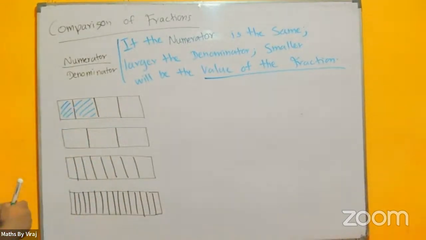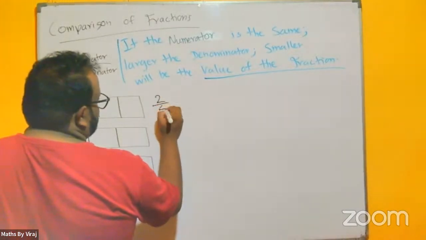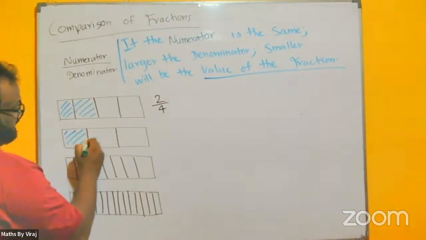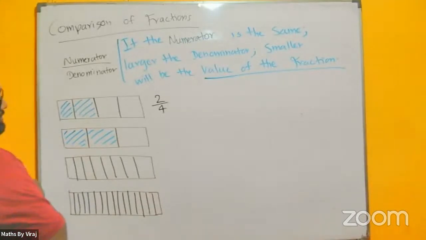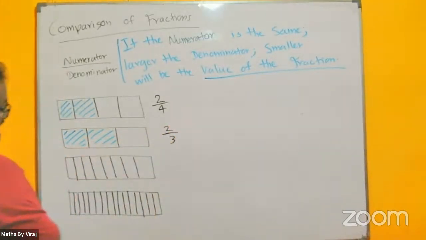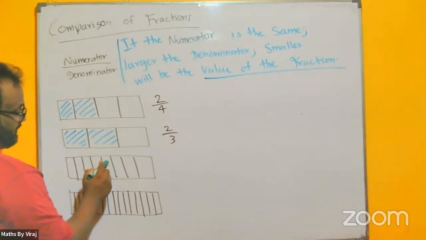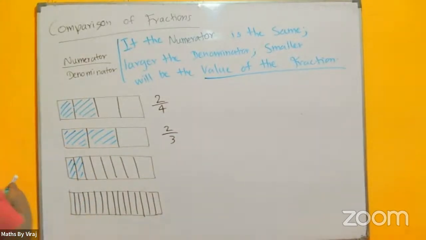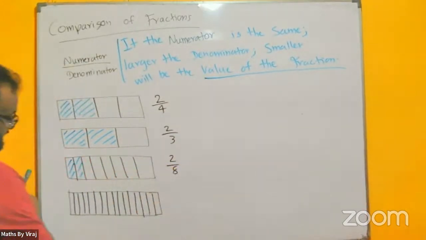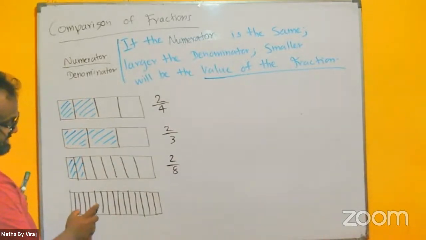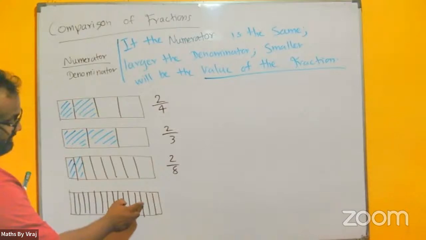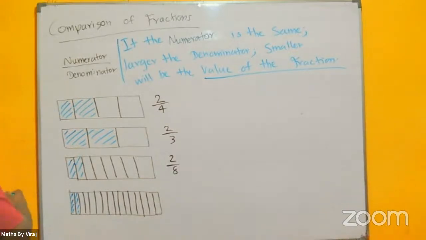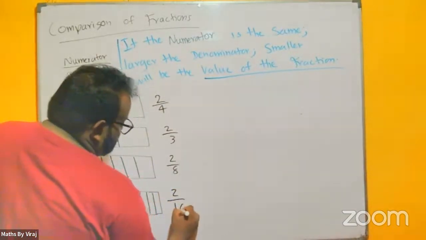Let's see. As a fraction, what is this, children? 2 upon 4. And now what would that be today? 2 upon 3. Here 1, 2, 3, 4, 5, 6, 7, 8. Now what would that be? 2 upon 8 it is. Now here 1, 2, 3, 4, 5, 6, 7, 8, 9, 10, 11, 12, 13, 14, 15, 16. Therein, what would this be? 2 upon 16.